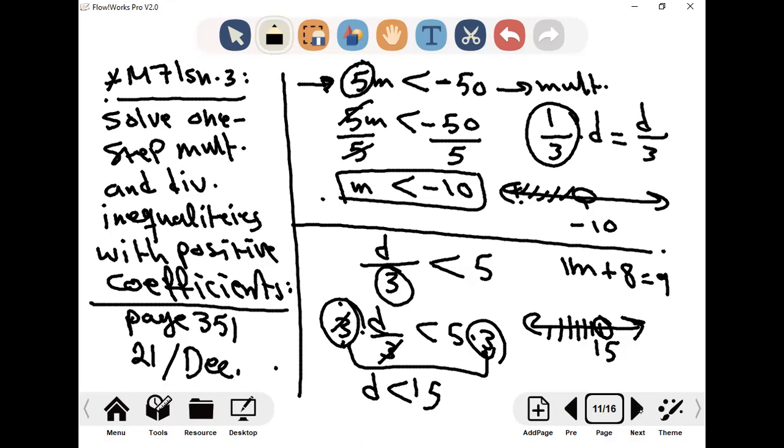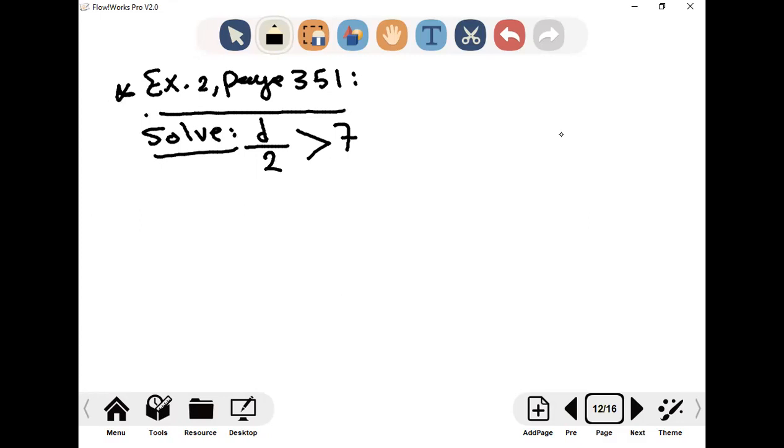To our friend here, what will we do now? Yes, it's difficult. So d over 2 more than 7, we multiply both sides by what? 2. Don't multiply like this. This is wrong. This will be d over 4.